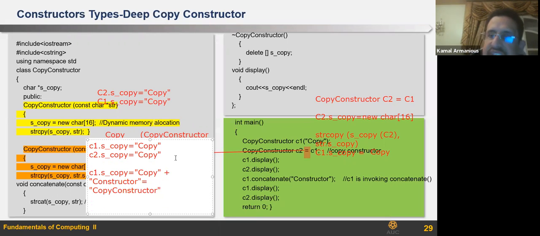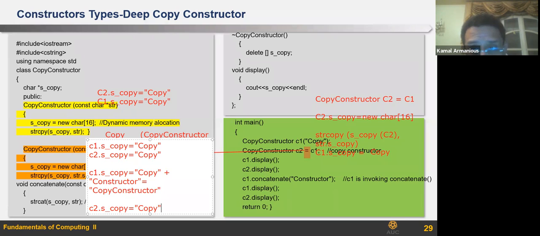Type C2.display. This is a deep copy constructor. Why is it a deep copy constructor? Because I have made a function for it. Both objects will be at different memory locations. If you change something here, it will not change something there. So C2.s_copy, even if I change C1 to copy constructor, will remain as copy. Look, 10 seconds. If you don't understand, let me know.